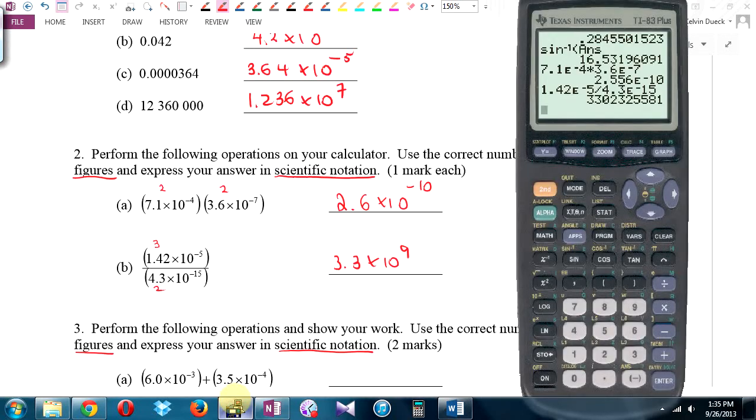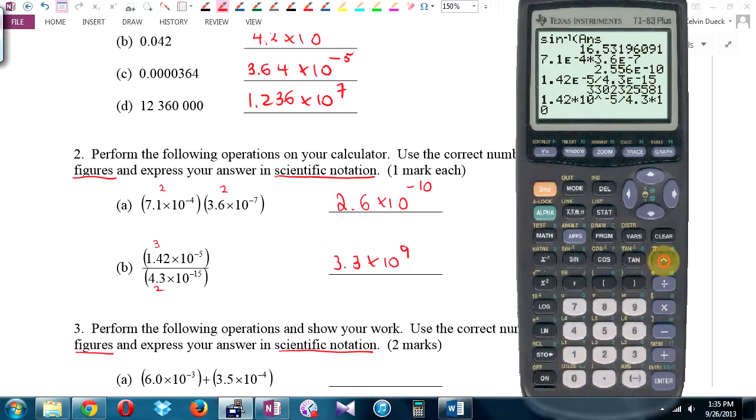Now, for those of you who are not using your scientific notation button, for those of you who are going 1.42 and then times and then 10 and then to the power of and then negative 5, divided by, and then 4.3 and then times and 10 and to the power of, besides all the extra typing, you'll notice you don't get the right answer. Your calculator doesn't know how to treat those numbers properly. The scientific notation button tells your calculator to treat each of those as one number, as though it's one thing. You get the right mantissa, but the power of 10 is wonky.